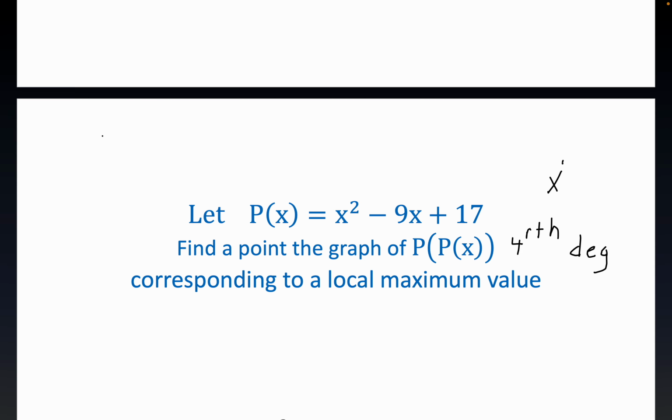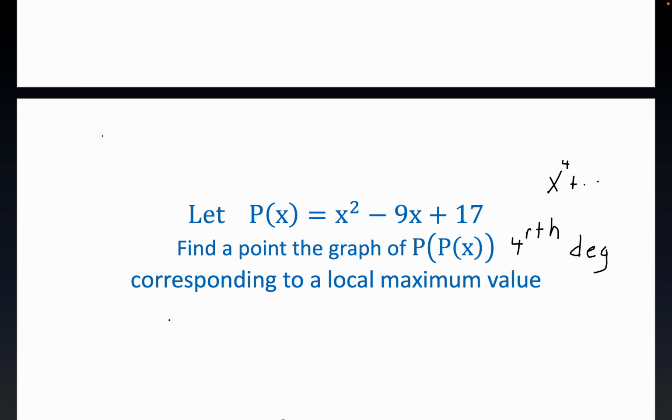It'd be x to the fourth and then plus a lot of other terms, which turn out not to be important. And so we want to look for a local maximum, some people call it a relative maximum value. Now, what we're going to utilize here is something called end behavior.